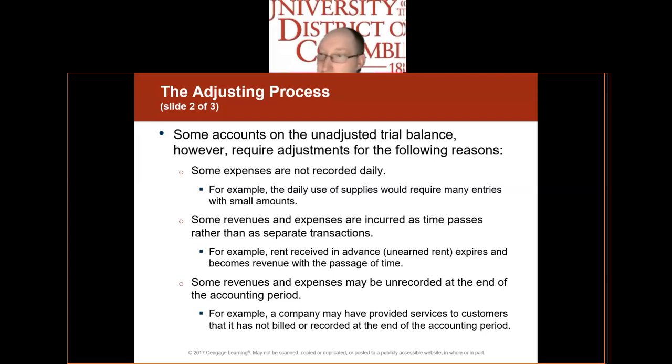And the same could be said with insurance. Many of us prepay our insurance for 6 months or a year. When we prepay our insurance, it's an asset to us, and it's a liability to the insurance company. It becomes an expense to us when that insurance is in effect. And it becomes revenue for the insurance company when it's in effect.